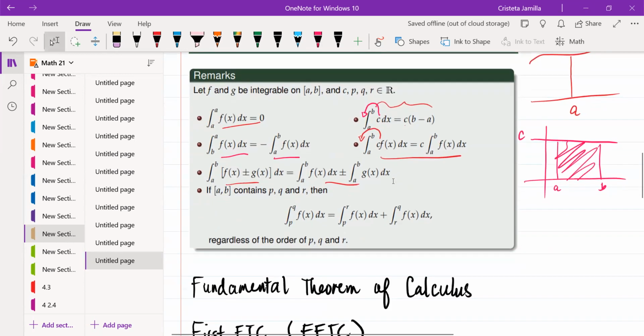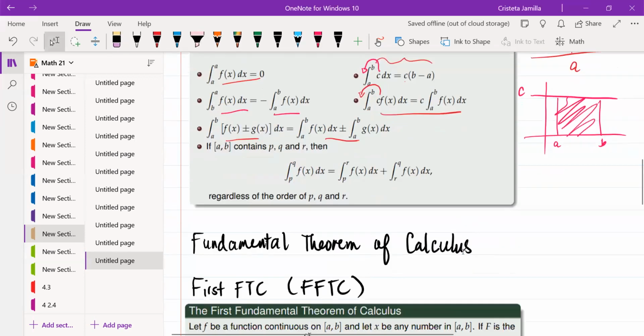And then finally, we can split some interval. So if you have an interval p to q, you can insert a point r so that you have the integral of f from p to r plus the integral of f from r to q, regardless of the orders of p, q, and r on your interval AB.